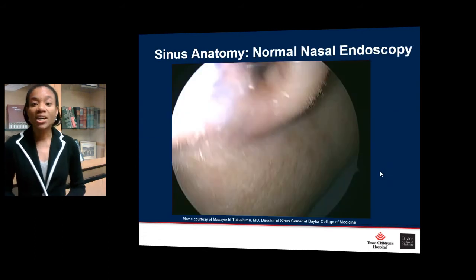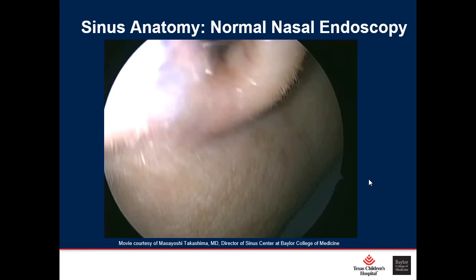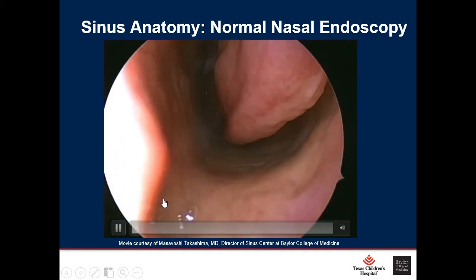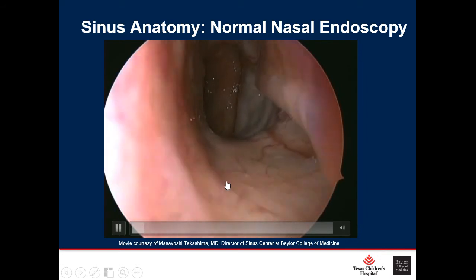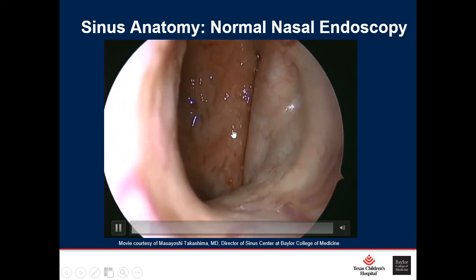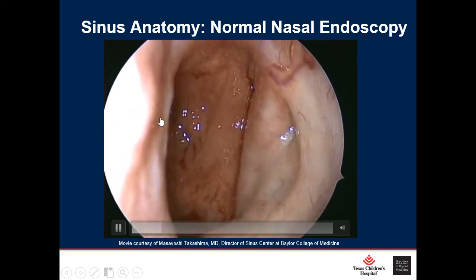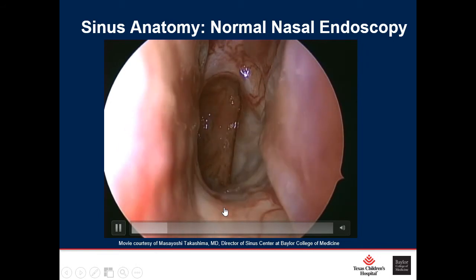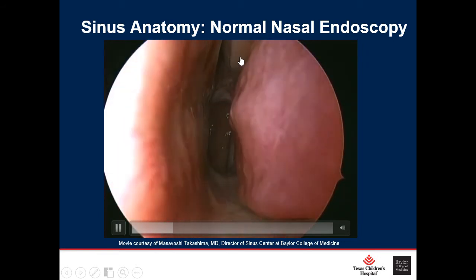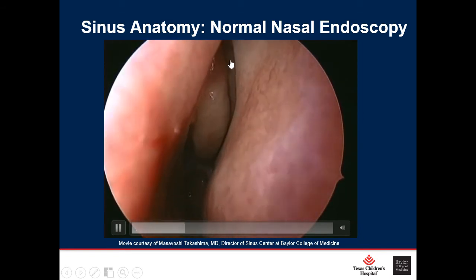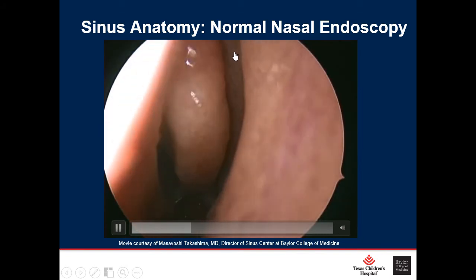Here we're going to take a tour through the nose, and this video is compliments of Dr. Mas Takashima, who is head of the Sinus Center at Baylor College of Medicine. Here we're going straight back through the left nostril, ducking under the inferior turbinate and heading straight back to the posterior nasopharynx. Here's the eustachian tube orifice. Here's a look at the adenoid tissue bed. And coming right back out, we're able to angle upward and see our middle turbinate. Just inside that would be the middle meatus that we talked about, and your uncinate process is right here.